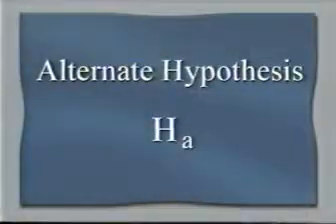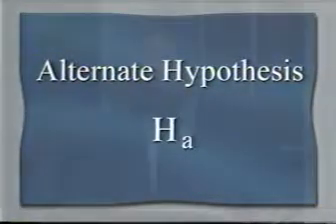The hypothesis that is generally believed by the person doing the test is the alternate hypothesis, H sub A. And this says there is a significant increase, if indeed you believe there's an increase, or there is a significant decrease, if you believe there's a decrease, or if you're simply looking for a significant change, the alternate hypothesis would say that there appears to be a significant difference.